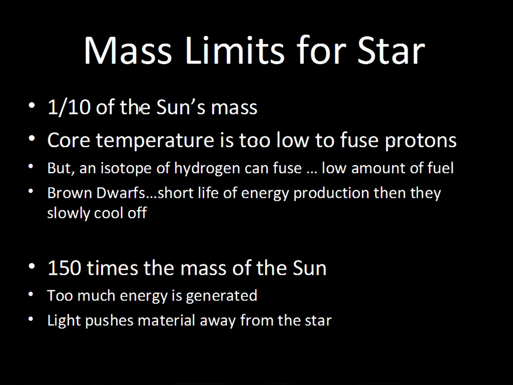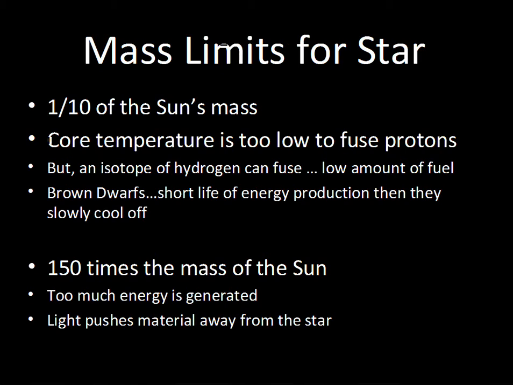In terms of approximately what is the lowest mass star and what's the highest mass star, around 1/10 of the sun's mass is the place where, if we're below that, then there's not as much mass pressing on the core. The core is not compressed as much. The core temperature is not as high. And it gets to the point in these low mass stars where the temperature is too small for one proton to fuse with another proton.